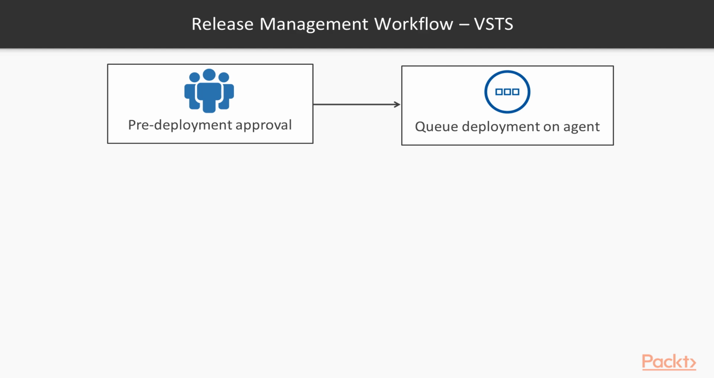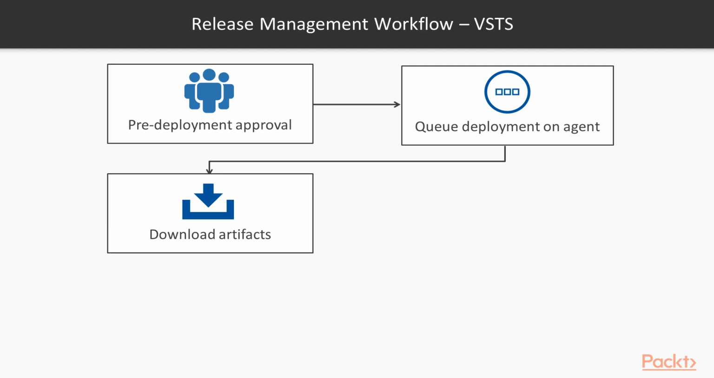If automatic approval is set up or an approver has approved the release, then the deployment job is queued on a release agent machine. You can make use of hosted agent machines provided by Visual Studio Team Services or create your own on-premise agents by installing the agent software on a virtual machine.